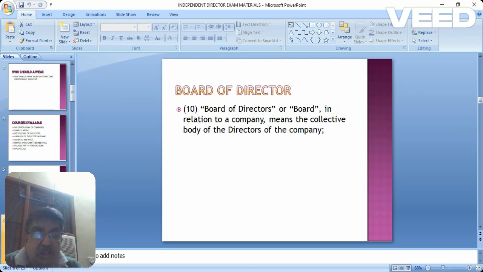Who is the board of directors? Section 2(10): the board of directors, in relation to a company, means the collective body of directors of the company. A private limited company needs a minimum of two directors, a public limited company needs three directors, and a one person company needs only one director. This is called the board of directors. The board discusses among themselves all the company's operations, profitability, peer review, competitors' margins, marketing strategy, business strategy, and workforce strategy. Everything they will create.